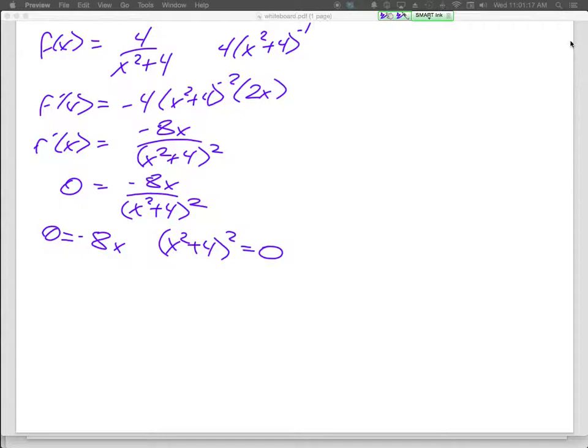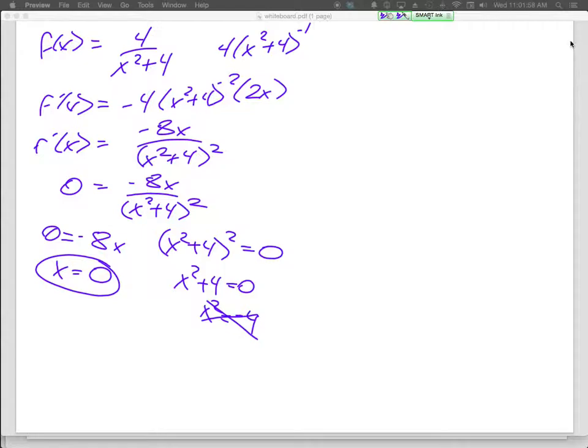When I set the top equal to 0, what's that going to give me? 0. When I set the bottom equal to 0, it's undefined. Good. So when I set the top equal to 0, that's just going to give me x equals 0. On the bottom, get rid of the square. X squared plus 4 equals 0. I get x squared equals negative 4, and we should realize that we're running into a problem. What's my problem? A square cannot be a negative. So that means x equals 0 is my only critical point.